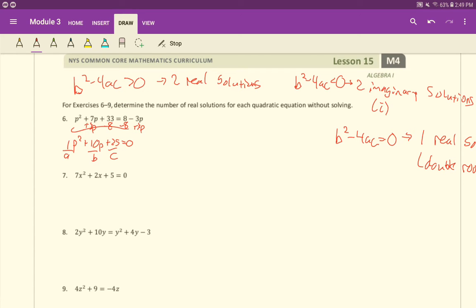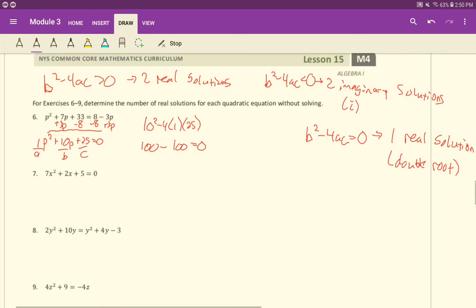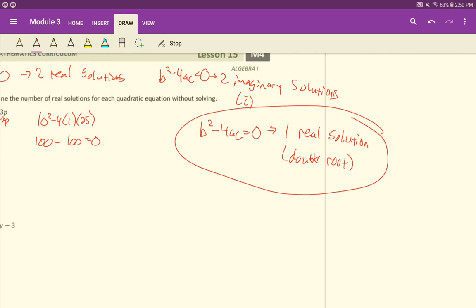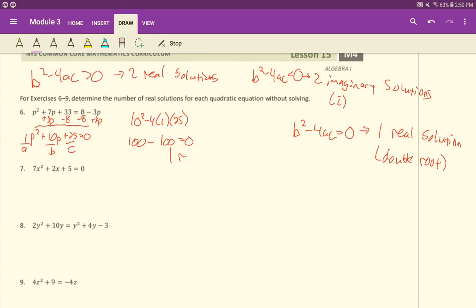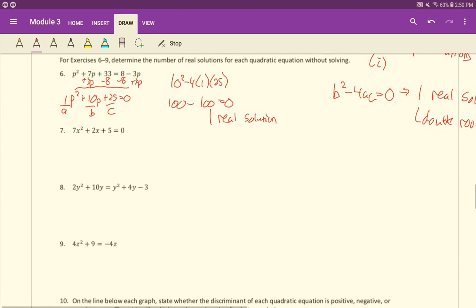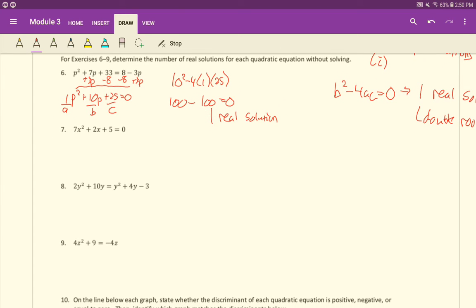Hopefully you paused the video and did that. If you did, you would have gotten 10 squared minus 4 times 1, which is the a, times 25, which is the c. This is 100 minus 100, and we get exactly 0. So in this case, what do we expect? We expect one real solution because our discriminant is 0. Go ahead and try this for 7, 8, and 9. See what you can come up with.